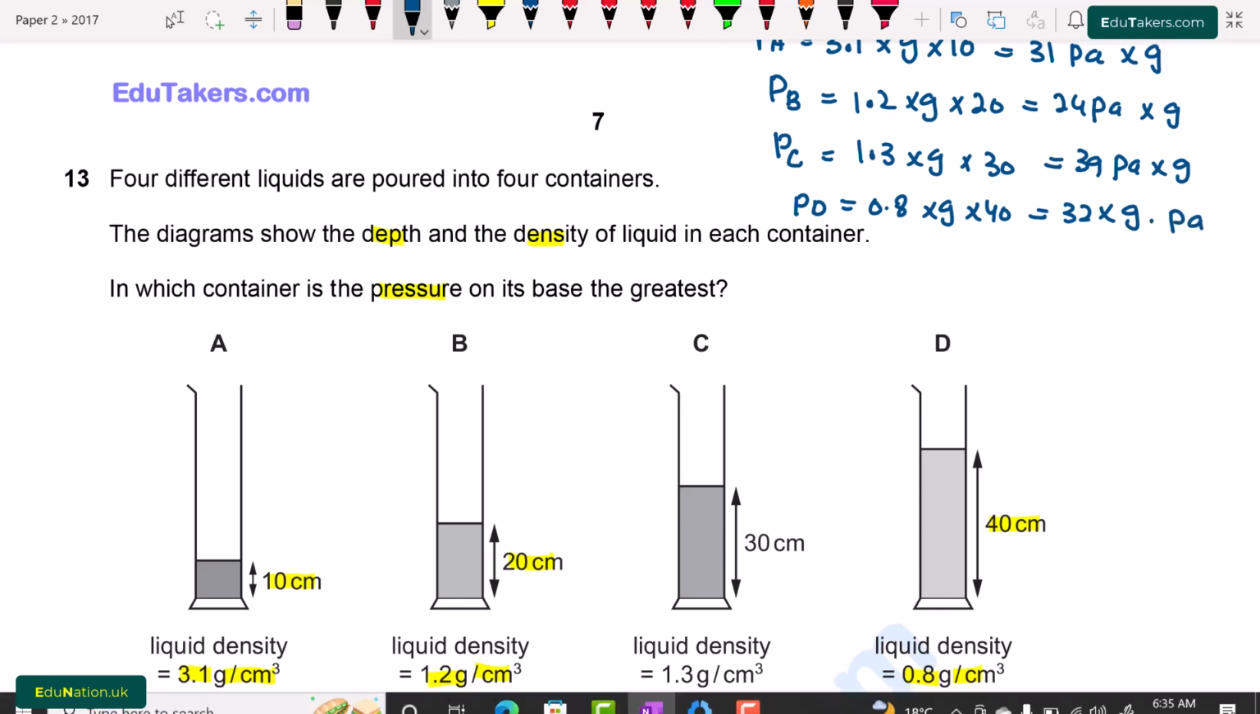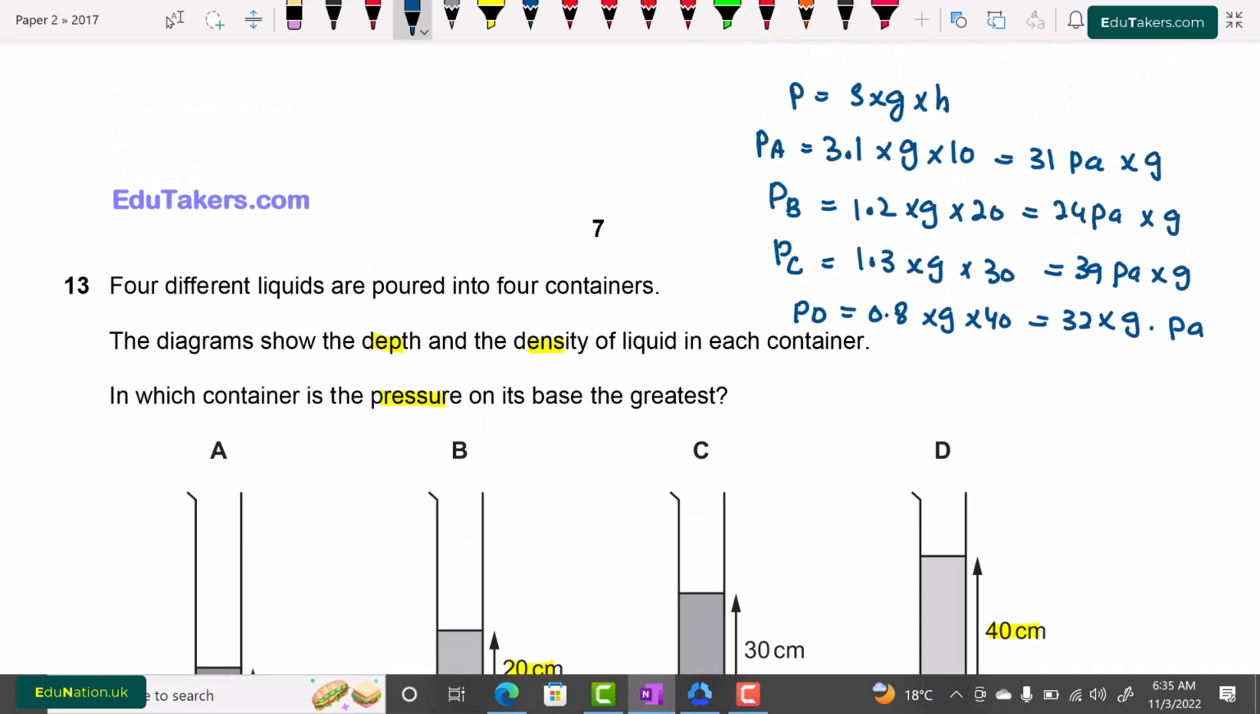Now we see all of these pressures and observe that the pressure in the case of container C is larger as compared to A, B and D. From here, option C is correct.